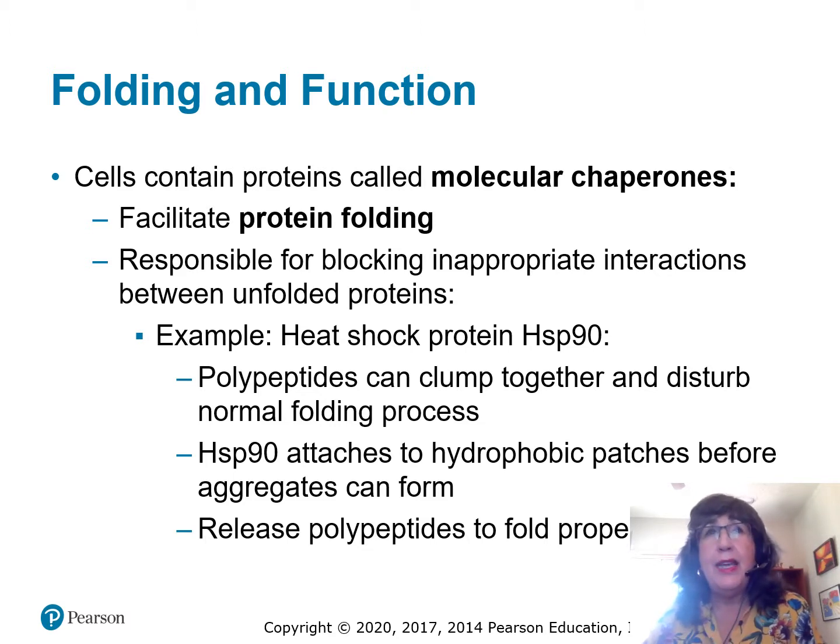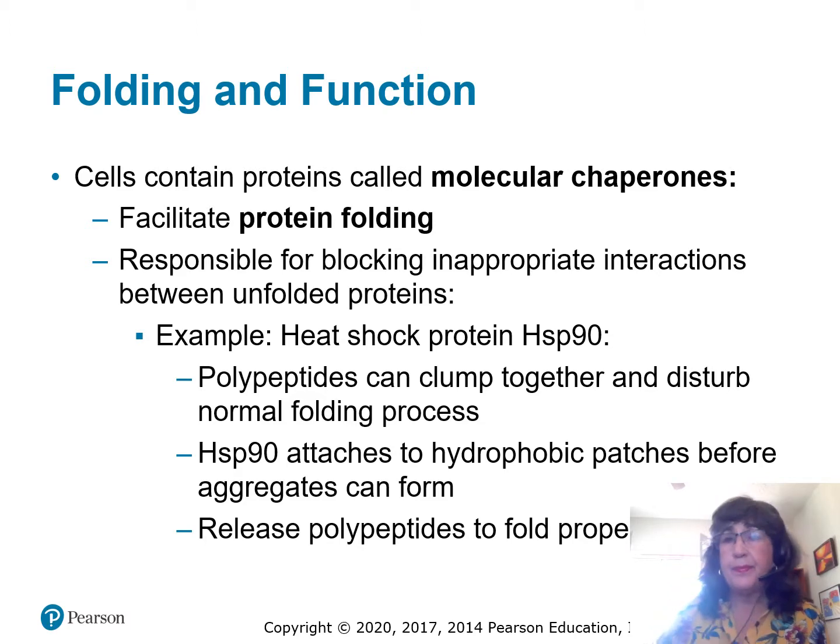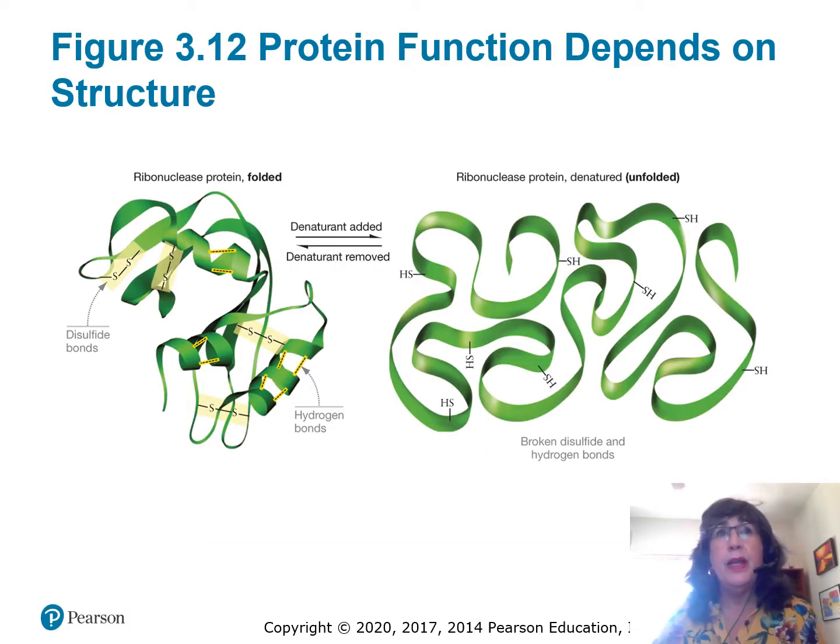So here we see that folding is also helped by other proteins called molecular chaperones. And they're responsible for blocking inappropriate interactions between unfolded proteins. An example in your book is the heat shock protein HSP90. And here on the left-hand side, you see a properly folded protein, and on the other side, it's denatured and unfolded.